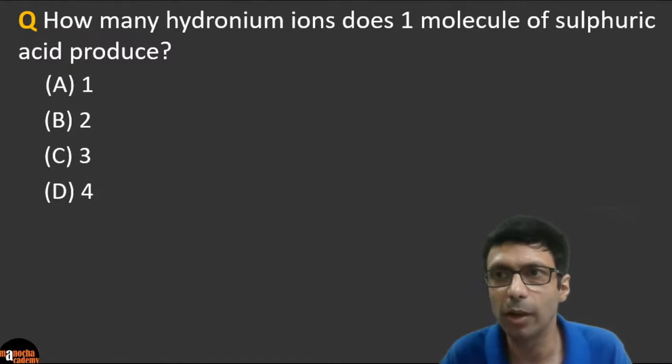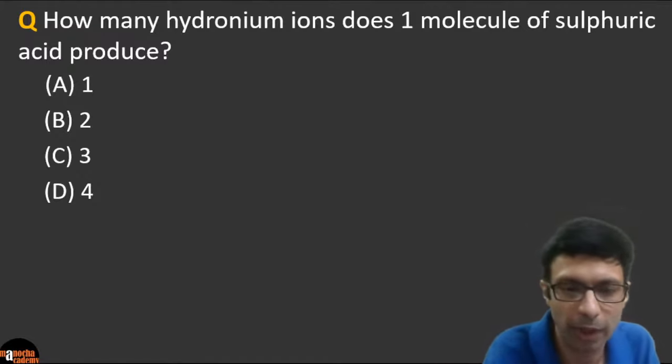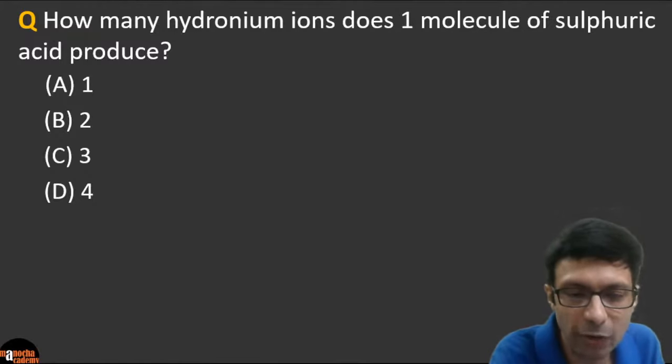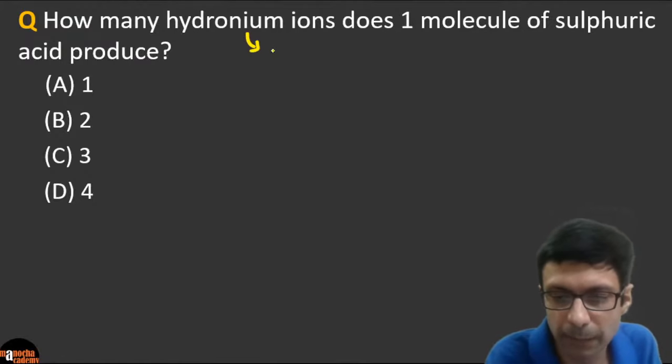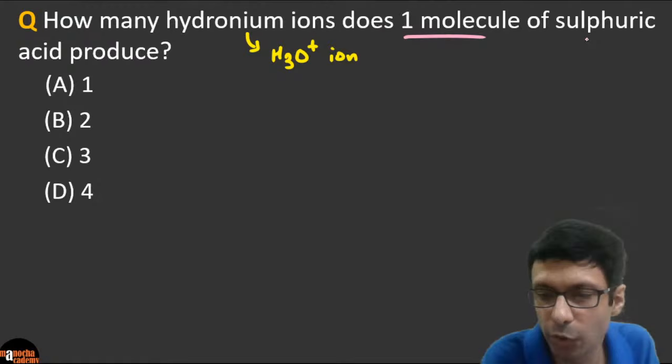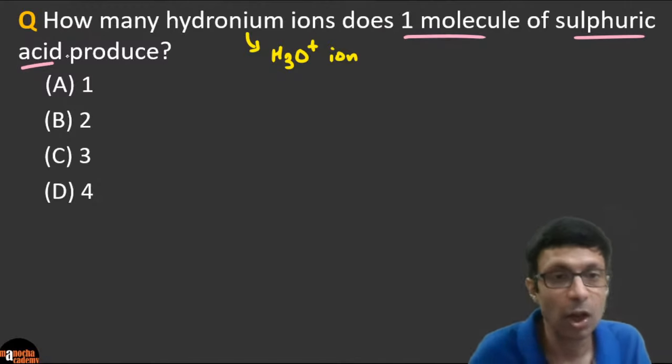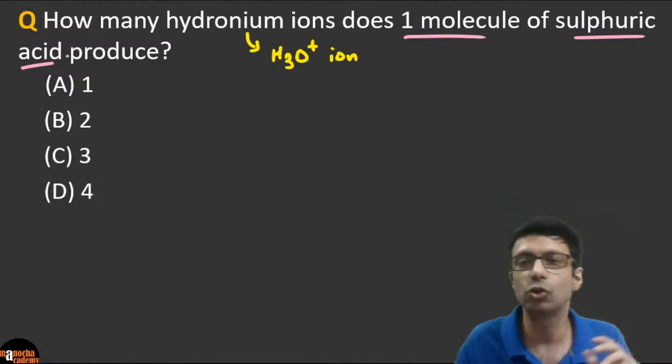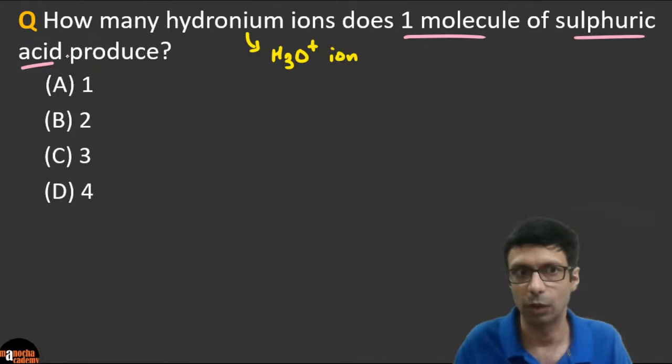How many hydronium ions does one molecule of sulfuric acid produce? Remember, what is a hydronium ion? H3O+. And we want to know how many of these ions one molecule of sulfuric acid is producing. Okay, so these questions, guys, are always best to try with the equation. So always go for your equation here.